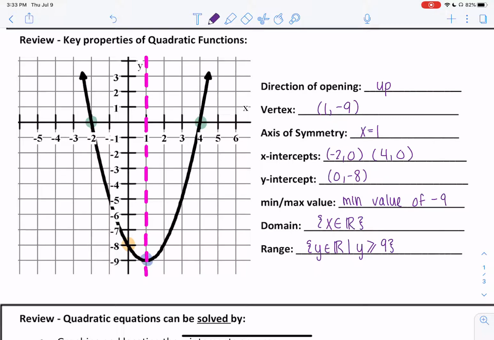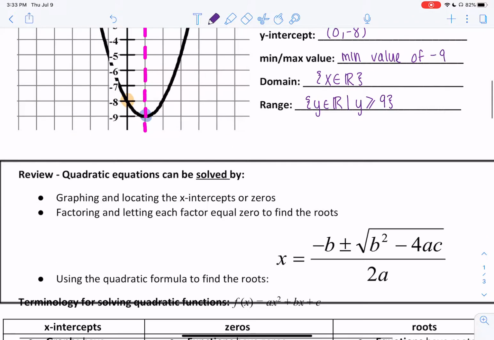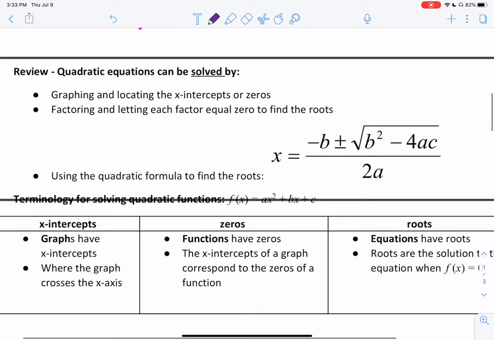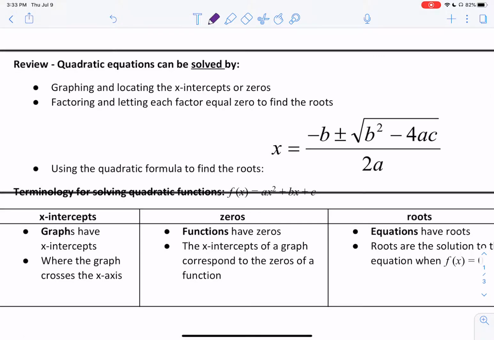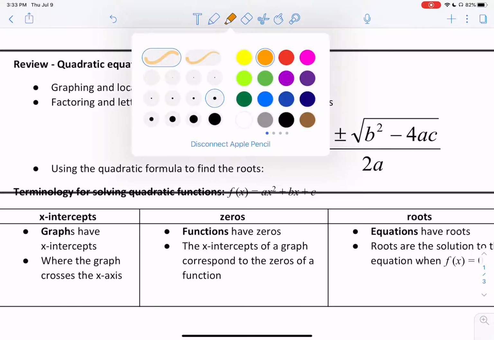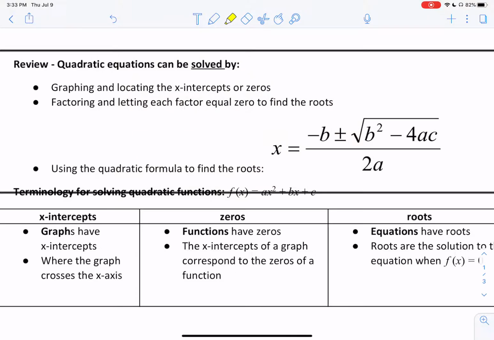So that's our quick little review of our quadratic function. Now let's go over how to solve these. There are a few ways to solve our quadratic functions. The first option is to graph and locate the x-intercepts or zeros. Next is to factor and set each factor equal to 0 to find our roots. And finally is to use the quadratic formula to find the roots.